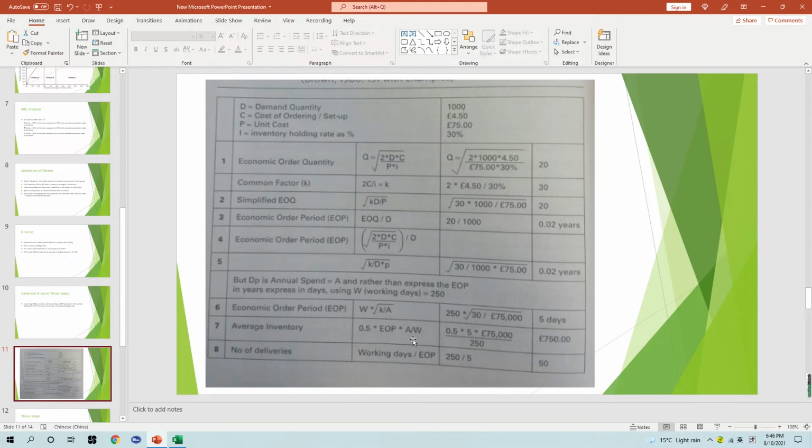Then we have the number of deliveries, in other words, the number of orders. It's working days divided by EOP, so 250 working days divided by 5. In other words, if we have to order every 5 days, in a year we are going to order 50 times.